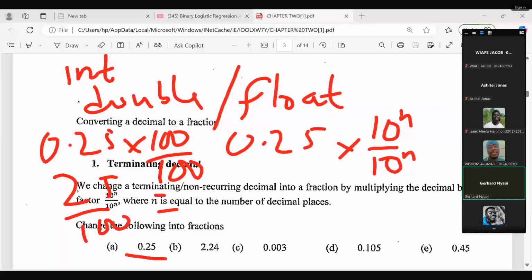These are not a problem because your calculator can easily punch it and give you the answer. So 25 over 100 will give you 1 over 4, right? So that's how to convert a terminated decimal to a fraction. All right. So another thing we're going to do now, we are going to convert.